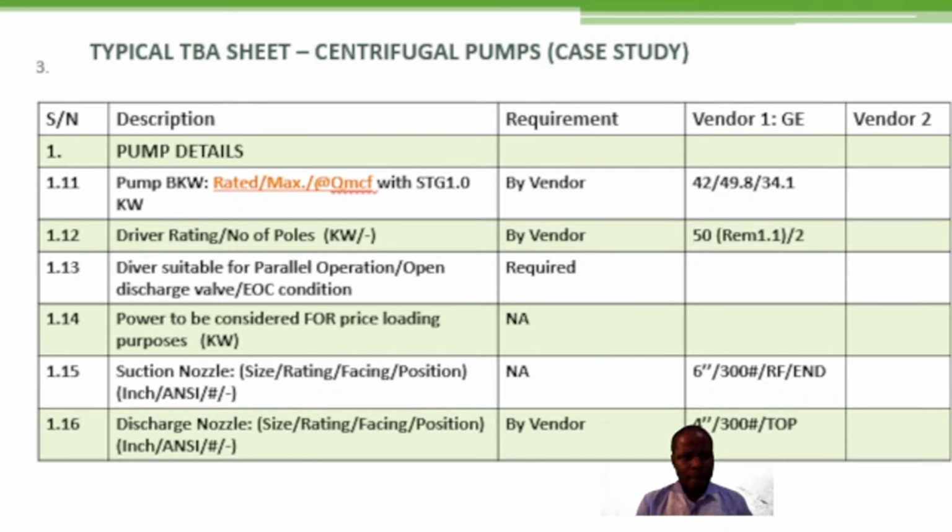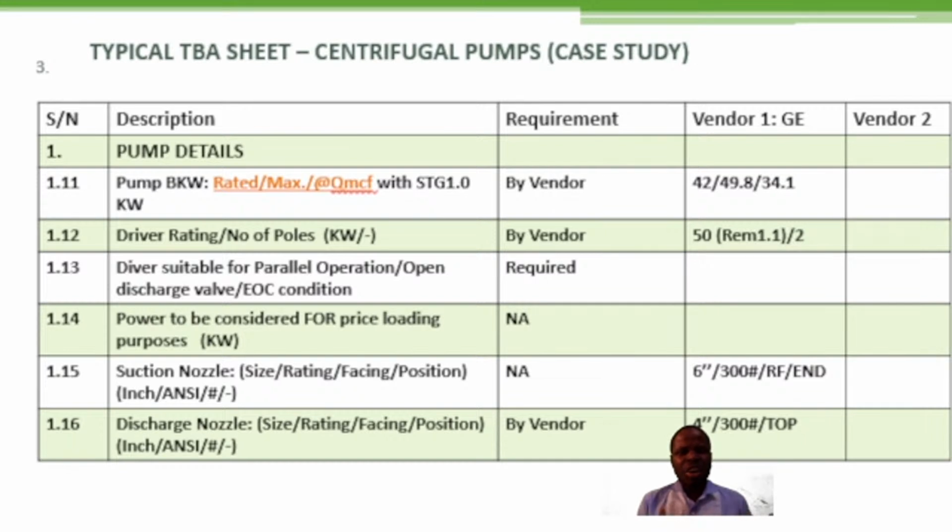So you list all these descriptions against different vendors' data, because these are pointers to the vendor you will eventually go for. All right. So how to calculate the pump BKW, how to check the driver ratings, that is another case. And of course, I've also discussed this in one of our sessions on the YouTube channel. So if you are yet to see it, just check through my YouTube channel. You will see technical evaluation of centrifugal pumps, from detail engineering perspective.